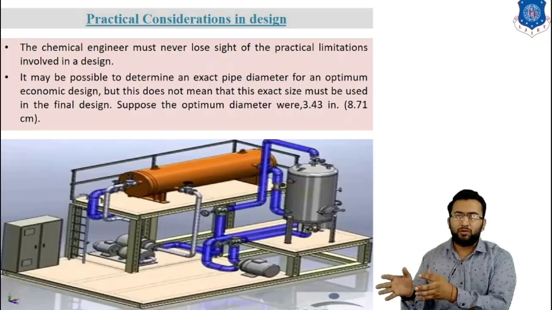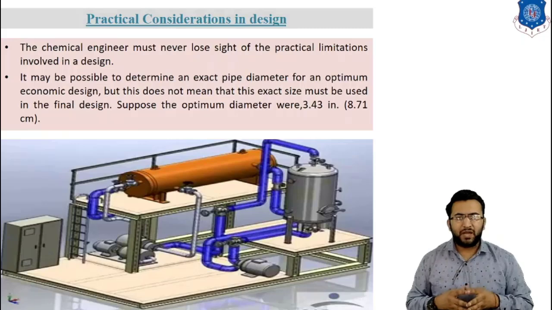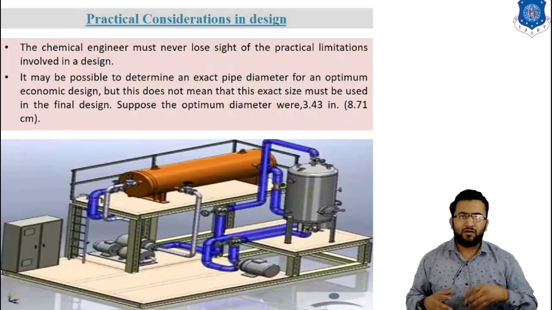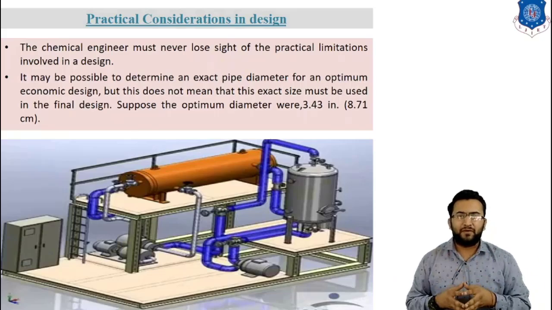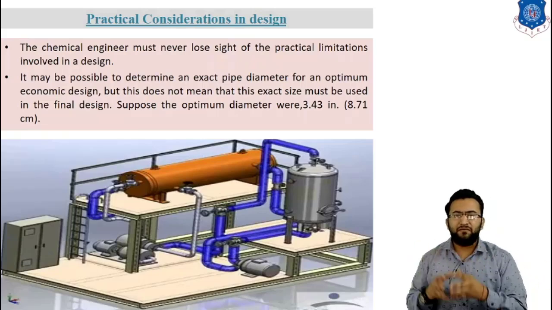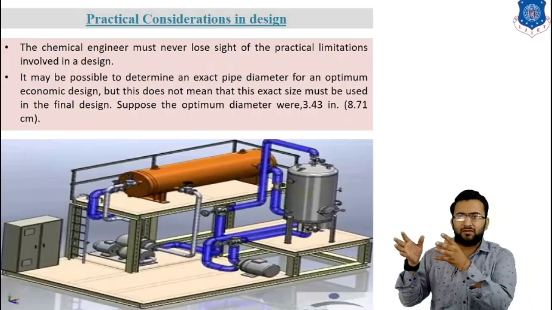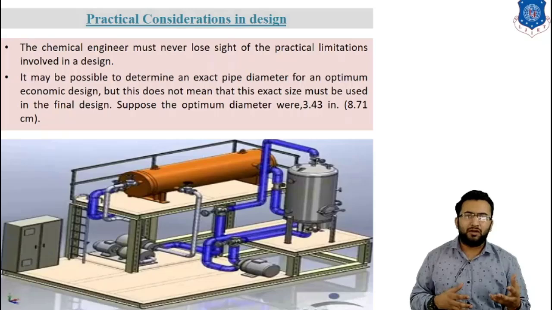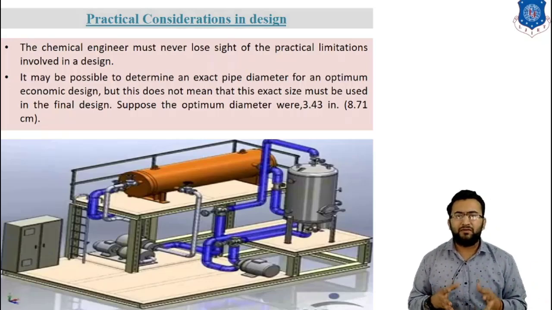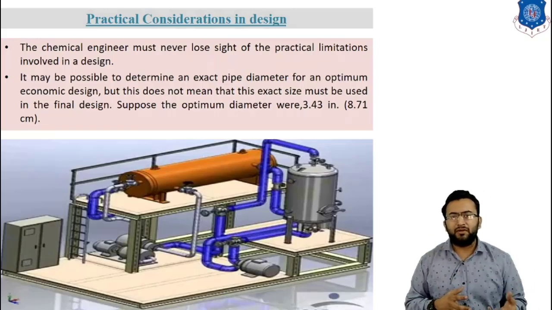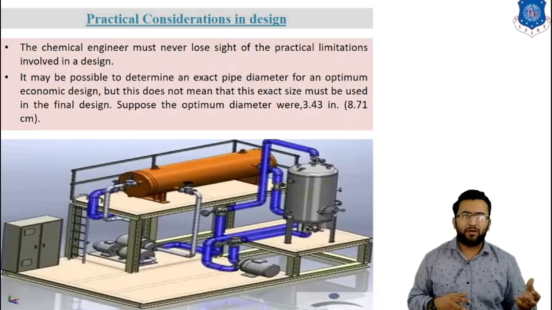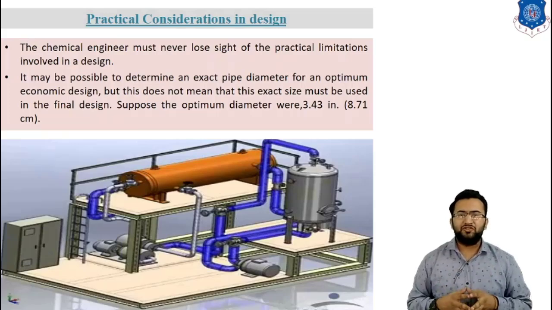Suppose the total cost of the installed 3.5 inch pipe is $5,000 and the total cost of the installed 3-inch pipe is $4,500. If the total yearly saving of power and fixed charge using the 3.5 inch pipe instead of the 3-inch pipe were $25, the yearly percentage return on the extra $500 investment would be only 5%. Since it should be possible to invest the extra money elsewhere to give more than a 5% return, it would appear that the 3-inch diameter pipe would be preferable over the 3.5-inch diameter pipe. So this is all about the practical consideration in design.